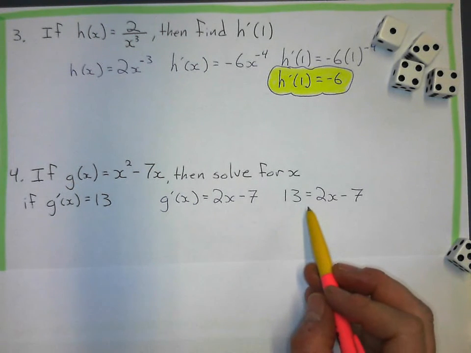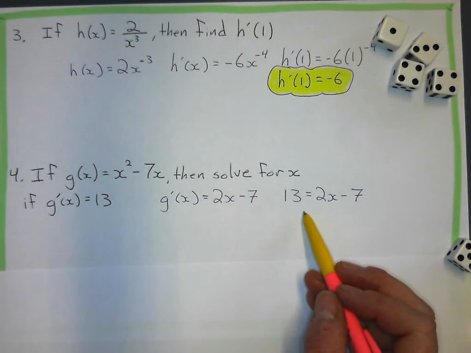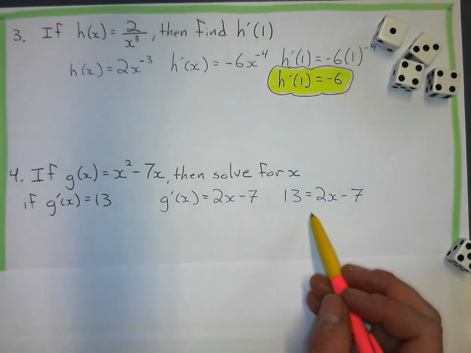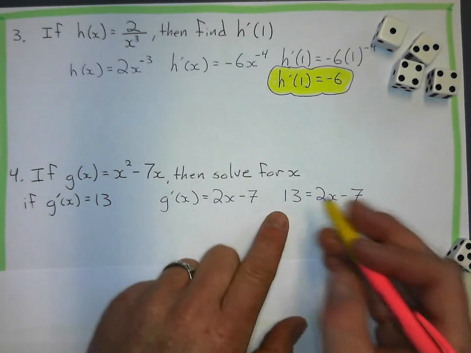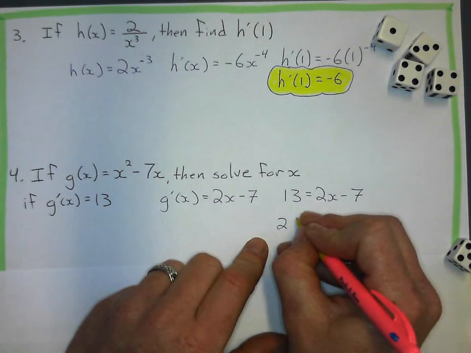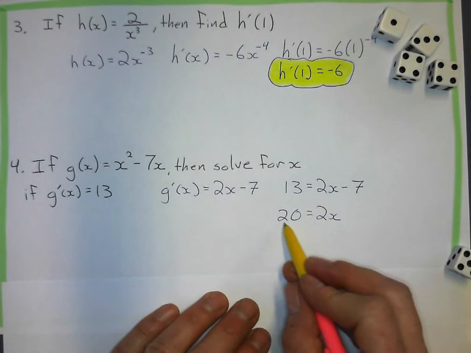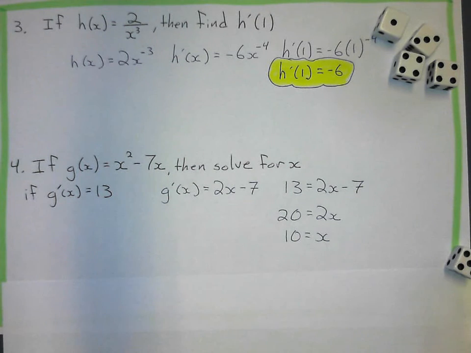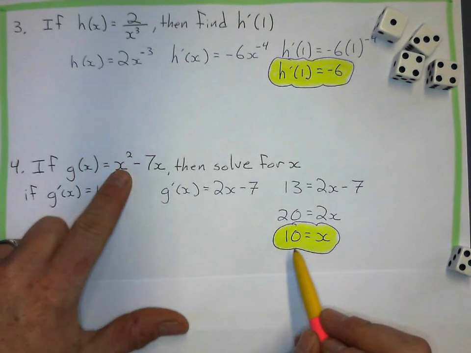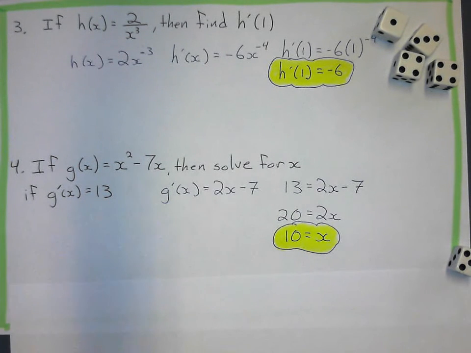When I do that, this is a straightforward linear equation. The equation could be linear, it could be quadratic, it could be an exponential equation. In this case, it can't really be any easier. Take the negative 7, put it to the other side. That means 20 equals 2x, and divide by 2, and I get 10 equals x. So in English, on this curve, when x equals 10, the gradient is 13.